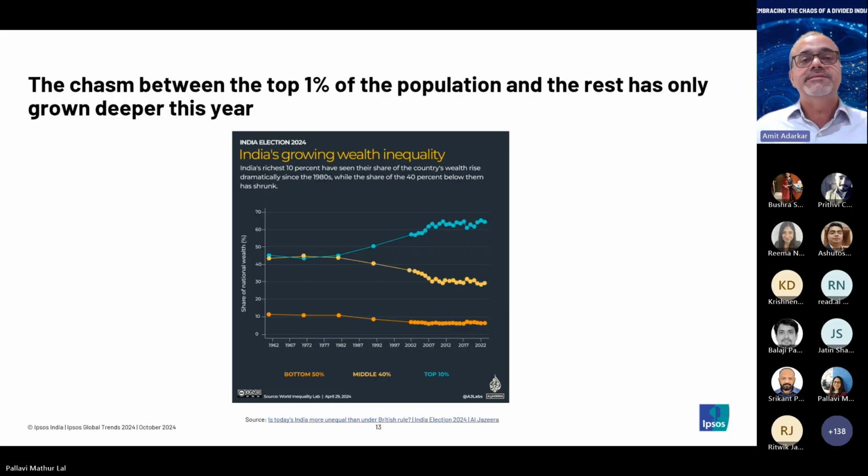What you see is that in the recent past, the concentration of wealth amongst the top 10% has gone up like anything. Now, partly it could be the startup ecosystem, partly it could be sort of more people getting more affluent and richer.